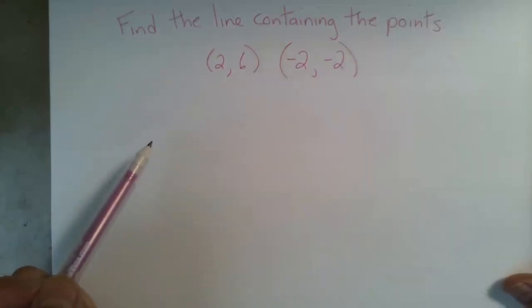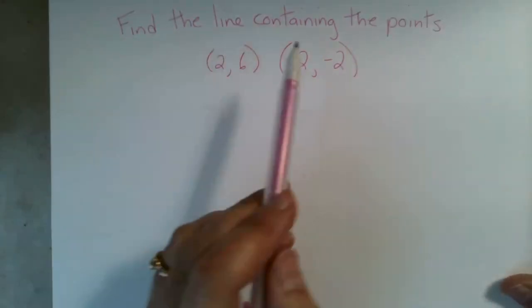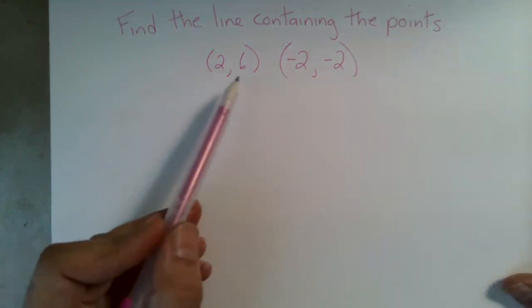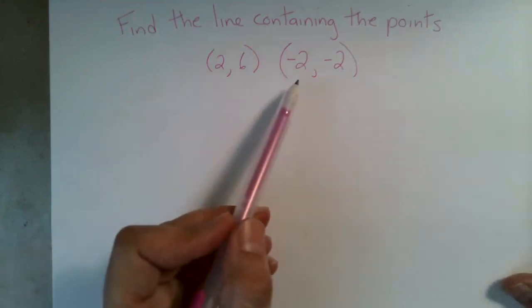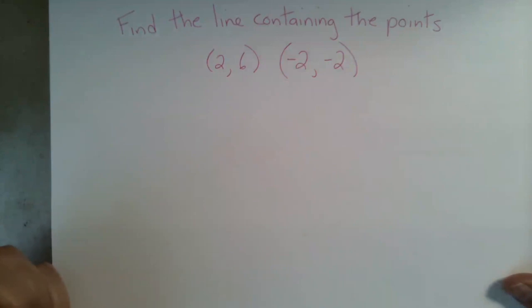Hello, algebra students. Today we're going to look at how you find the equation of a line if you are given 2 points. Let's get started finding the line containing the points (2, 6) and (-2, -2).